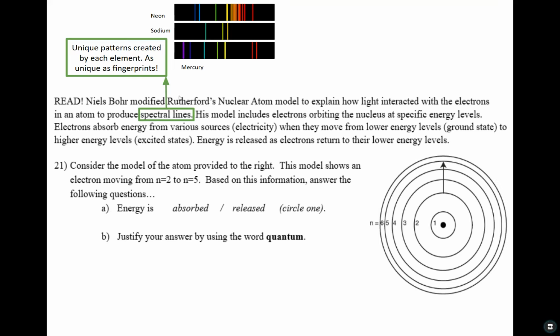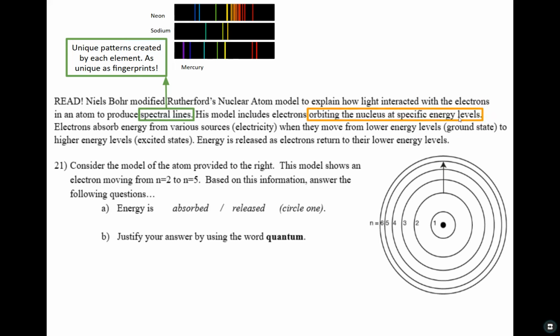These are as unique as fingerprints, kind of like density, and we can use these spectral lines to help us identify what element we're looking at. In fact, spectral patterns are the reason why we know what the sun and stars are made out of. His model includes electrons orbiting the nucleus at specific energy levels.